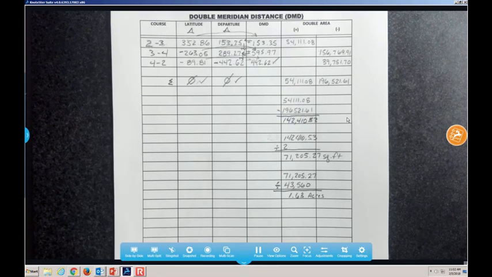The change in latitude is the cosine of the bearing times the distance. That's your change in latitude. And the change in departure is the sine of your bearing times your distance, and that'll give you your change in departure. So just remember that.